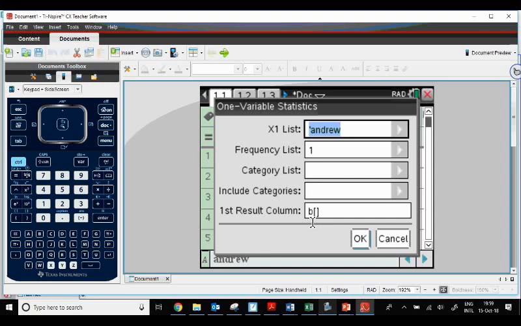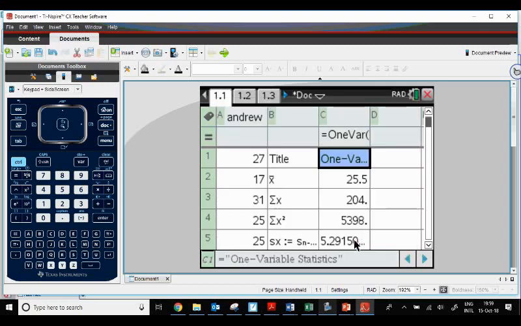First result column, that means it's going to spit out the answers in column B. This is important because if I have other stuff in column B, then I probably want my results to go someplace else in the spreadsheet. But since column B is empty for me, this is all fine. I press OK, and here is everything.